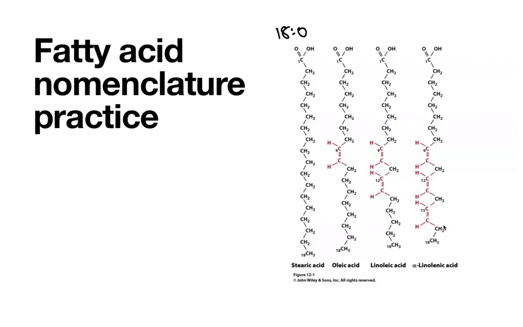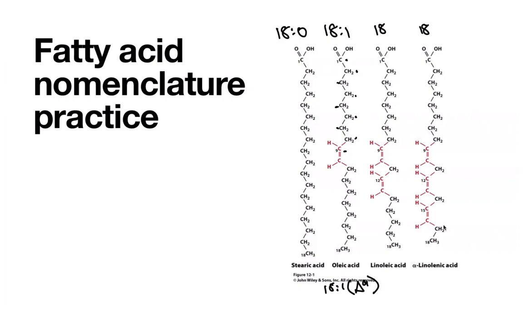Okay, what about the second one? All of these are going to have 18 carbons, so we can write 18 for all of these, but they're going to have different numbers of double bonds. In this first example, how many double bonds do we have? We have 1 double bond. If we were to write this in our delta notation, we would have to go from this end. So we'd say 1, 2, 3, 4, 5, 6, 7, 8, 9. Okay, so we have our delta 9, and we only have that one to worry about, so that's how we could write it. What about in our omega notation?